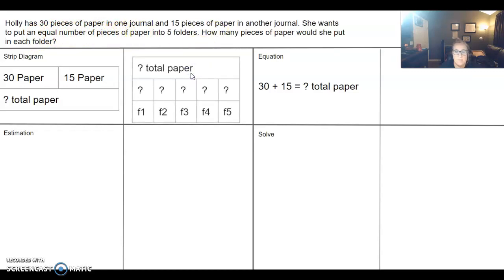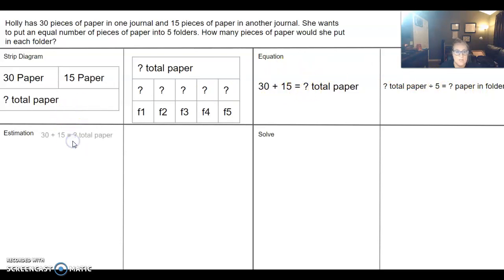So my strip diagram is going to look something like this. She has her paper, she has all of her folders, and we're trying to figure out how many pieces she has in each folder. So my equation is going to be the total number of paper from step 1 divided by 5, because there's my 5 folders, and then we're going to figure out how much she has in each folder. So let's go ahead and get started with our estimation.